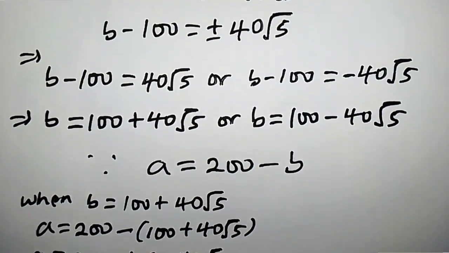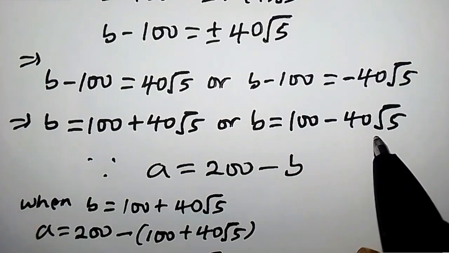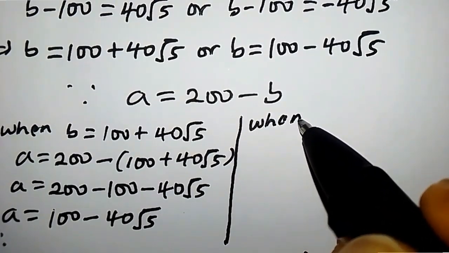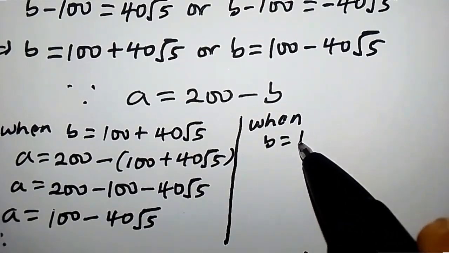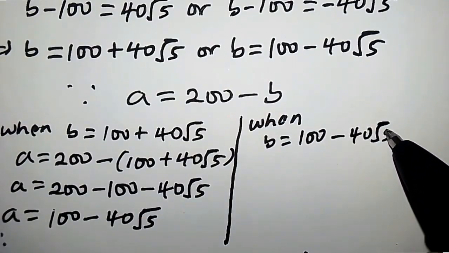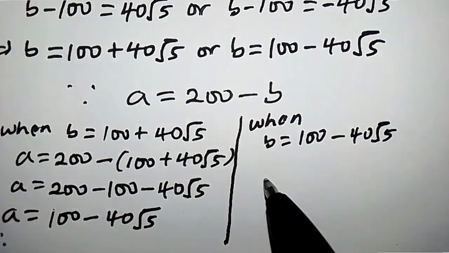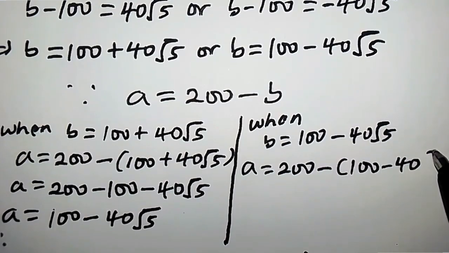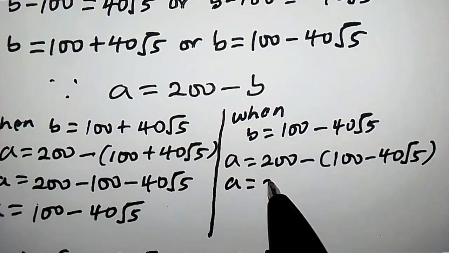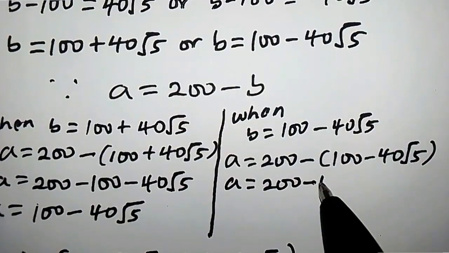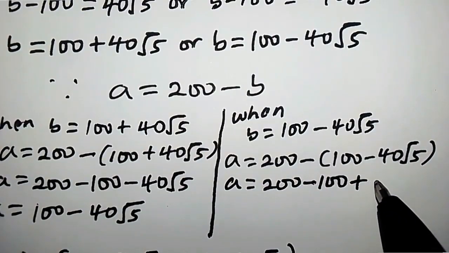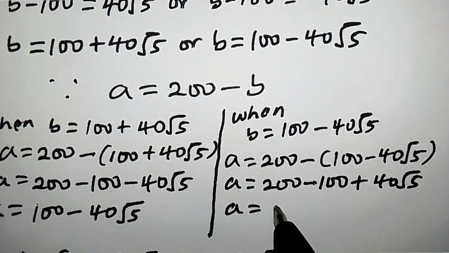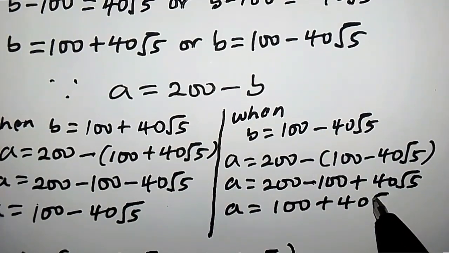Now, let us consider the other value of B, which is 100 minus 40 root 5. So, when B is equal to 100 minus 40 root 5, we just have to plug in these values here. So we have A equal to 200 minus 100 minus 40 root 5. A equal to 200 minus times 100, that is minus 100. Minus times minus, that is plus 40 root 5. A equal to 200 minus 100, that is simply 100, plus 40 root 5.